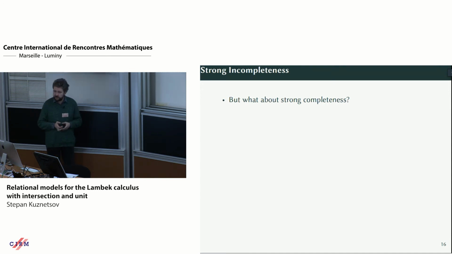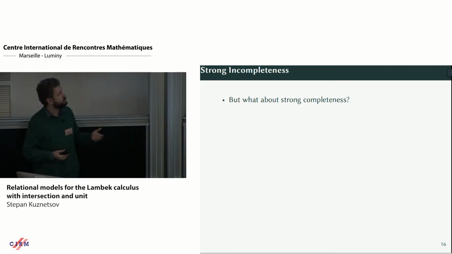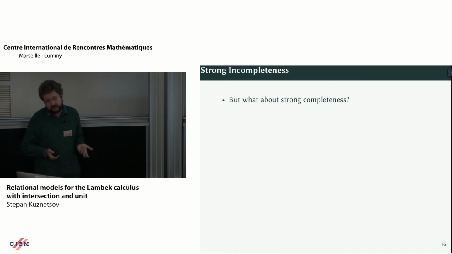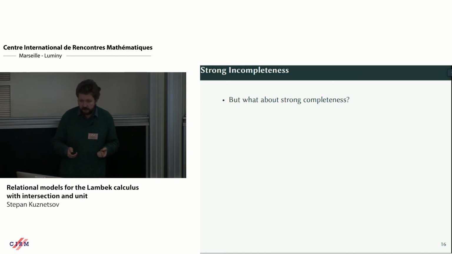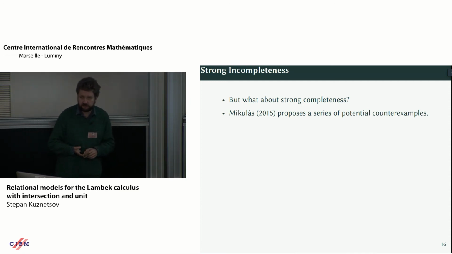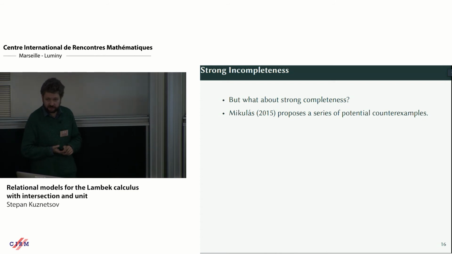And now I will end my talk about strong incompleteness. We have proved weak completeness as Mikuláš did, and we extended it to the infinite situation. But what about strong completeness? Our proof fails, but that basically doesn't mean that the result fails. But it really fails. Mikuláš in his paper proposes in a remark a series of potential counterexamples, but doesn't prove that they're really counterexamples.